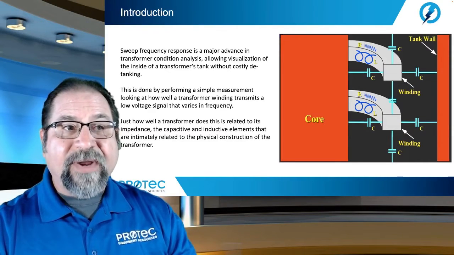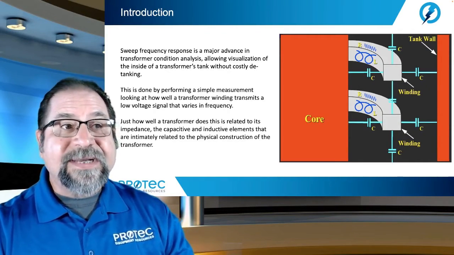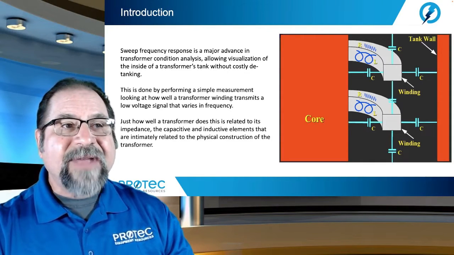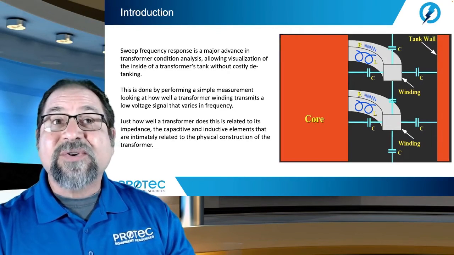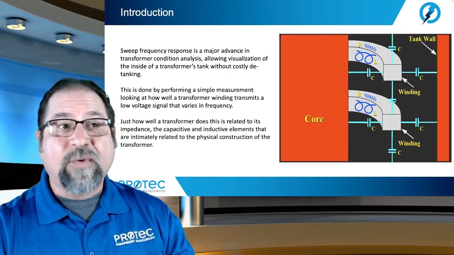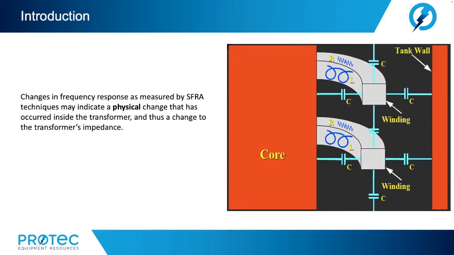Just how well a transformer does this is related to its impedance, the capacitive and inductive elements that are intimately related to the physical construction of the transformer. Changes in frequency response as measured by SFRA techniques may indicate physical change that has occurred inside the transformer and thus a change to the transformer's impedance. The cause of the impedance change then needs to be identified and investigated.